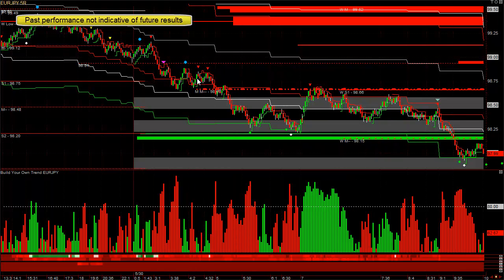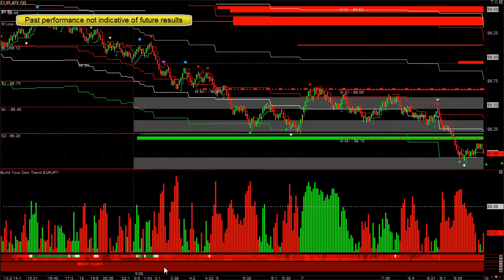But this looks at a lot of different things, where this currency is in relation to its daily, weekly, and monthly pivots. The daily, weekly, and monthly trend in this case is down, so we really look for extreme moves before we do any counter trend levels. And the triangles are trend trades, the circles are counter trend trades.